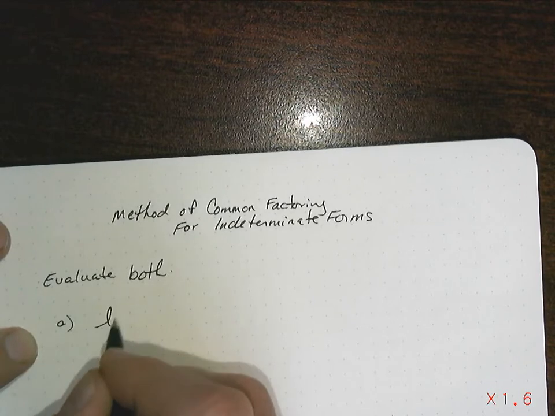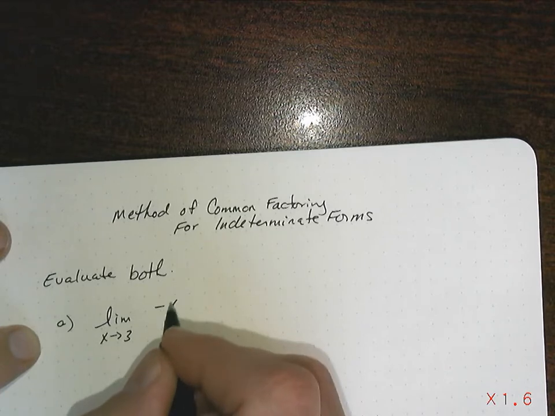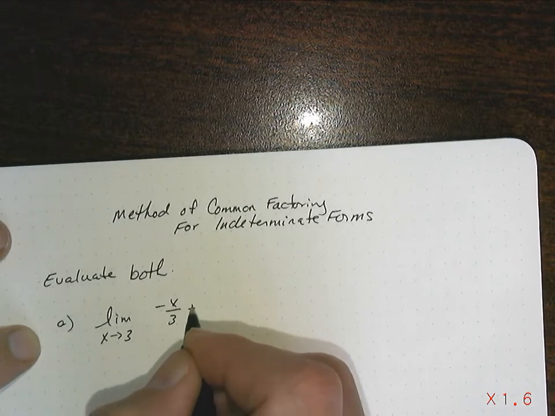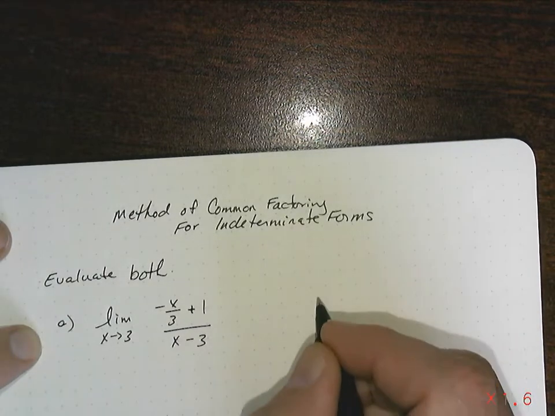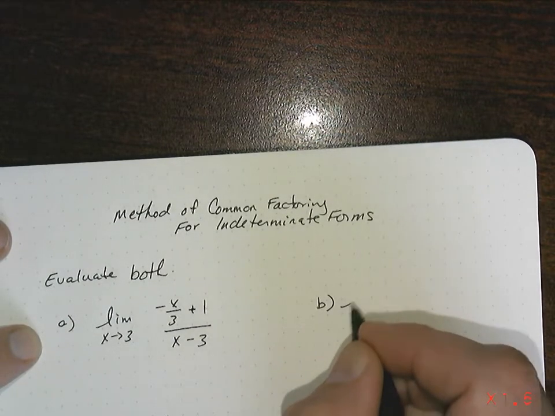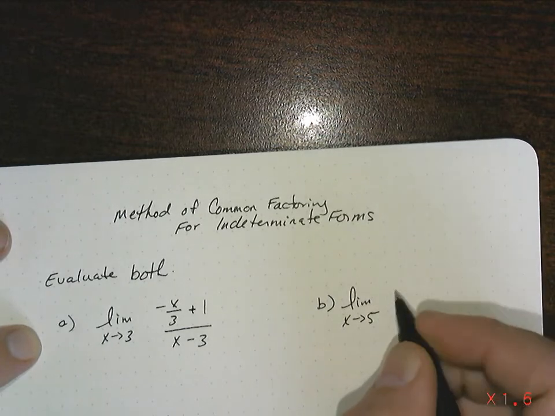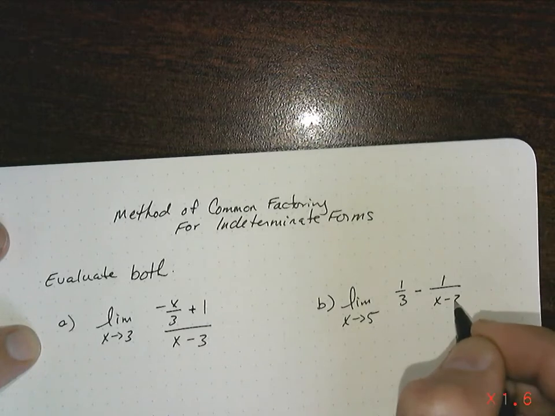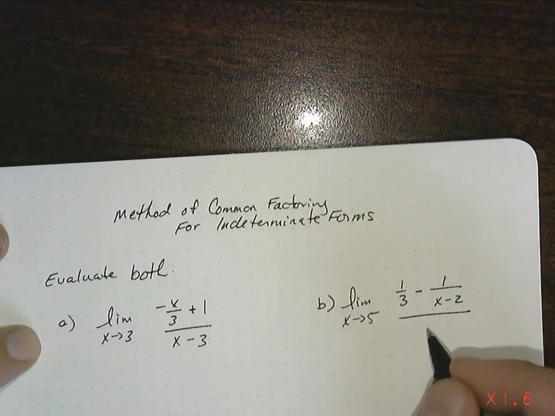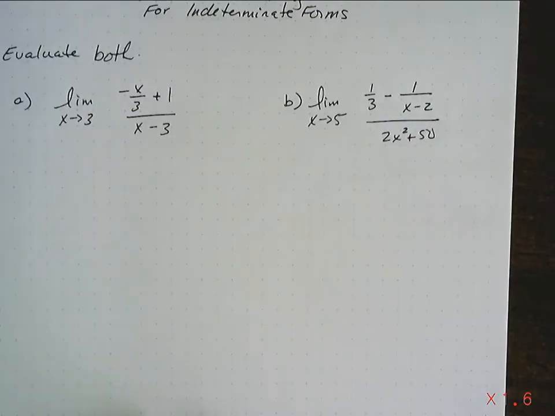The first one is the limit as x approaches 3 of (negative x over 3 plus 1) over (x minus 3). And our second one is the limit as x approaches 5 of (1 over 3 minus 1 over x minus 2) over (2x squared plus 50). Okay, so those are our two.